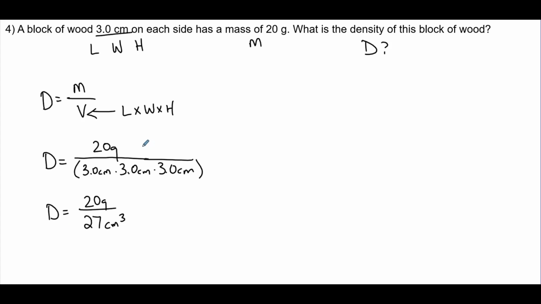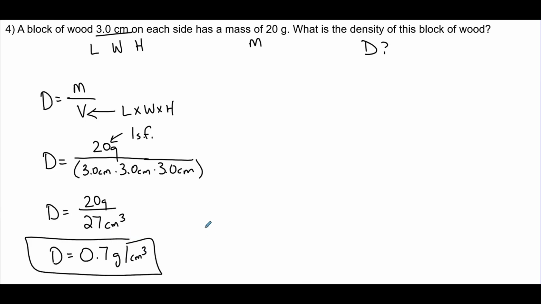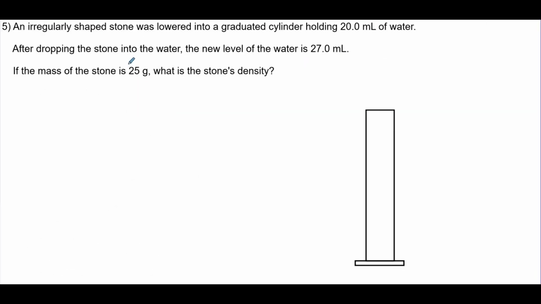Now back to these original numbers, this one only has 1 sig fig, and these down here have 2. And so if I'm finishing up the math on this, my answer can only have 1 sig fig. And so that's going to be 0.7 grams per centimeter cubed. None of those units cancel out. Now we got 2 more problems, so let's get into it. We have an irregularly shaped stone that was lowered into a graduated cylinder holding 20 milliliters of water.